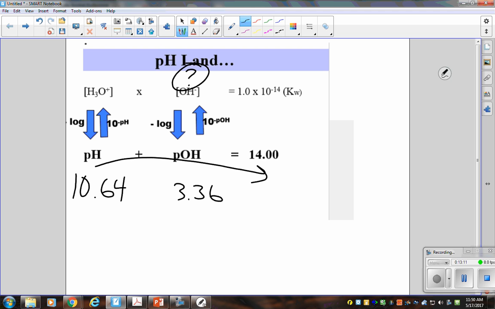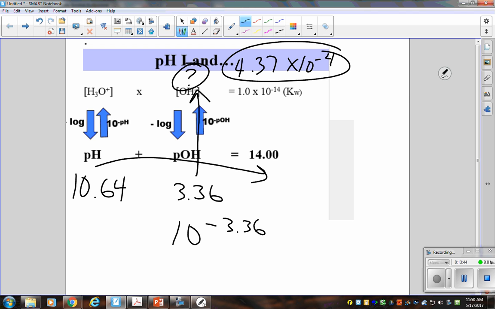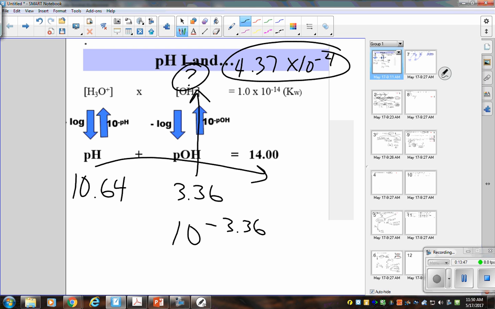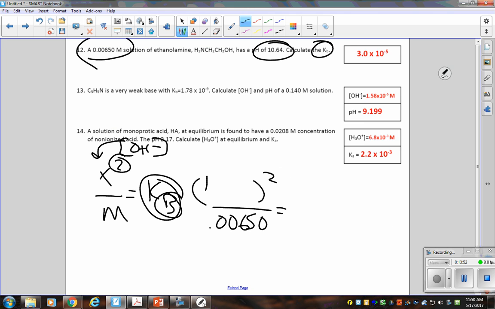And I still have the number I need. Then how do I go from here to here? You should have this written on your test. You just go 10 to the negative 3.36. So when I take my calculator, 10, 3.36 negative, I get, 2 sig figs, so 4.37 times 10 to the negative 4th. That's what I get there. That's my OH. So when I go back to the problem here, that's what I'm going to drop in here. I get 4, what did I say it was? 4 point what? 4.37 times 10 to the negative 4th.